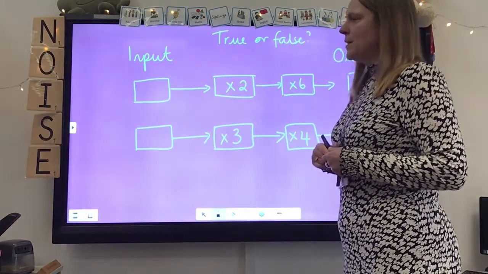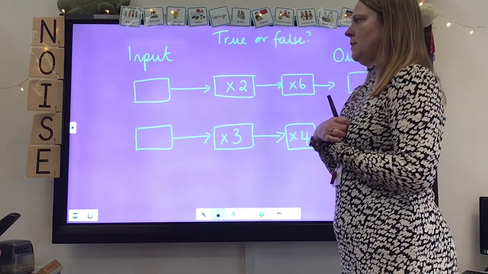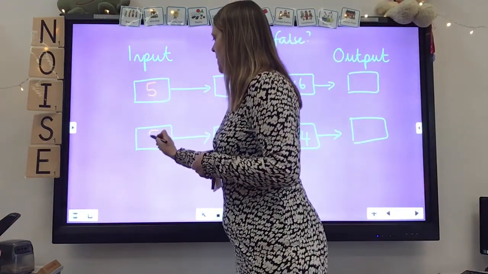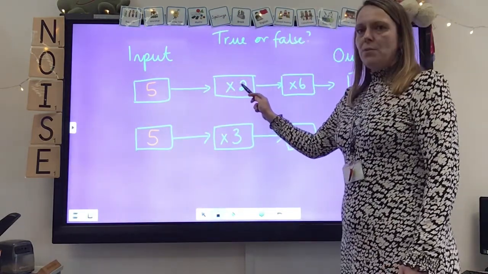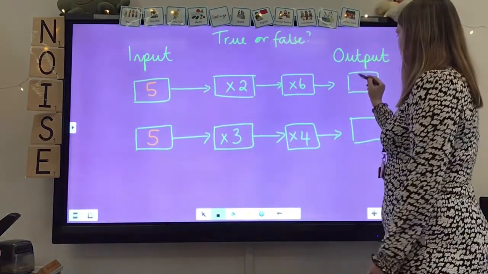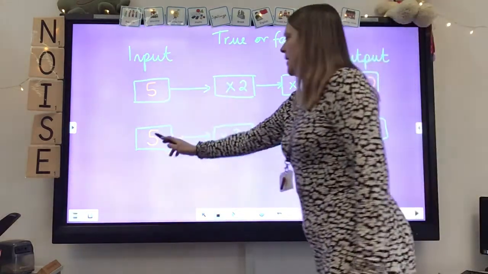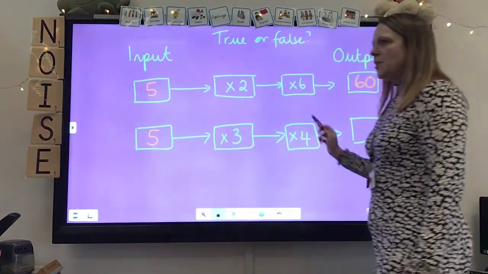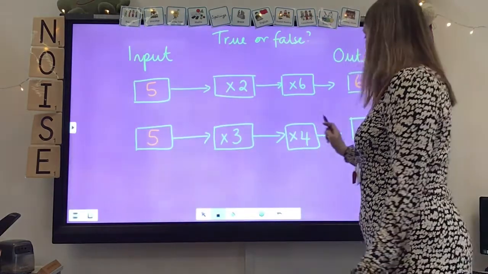Okay, let's have a look. So what can we have as our input? Let's go with 5 as our input. So we have the same input for both. 5 times 2 equals 10. Times 6 equals 60. Okay, let's see what happens here. 5 times 3 equals 15. 15 times 4, well, I know 2 lots of 15 is 30, so double it again gives me 60.